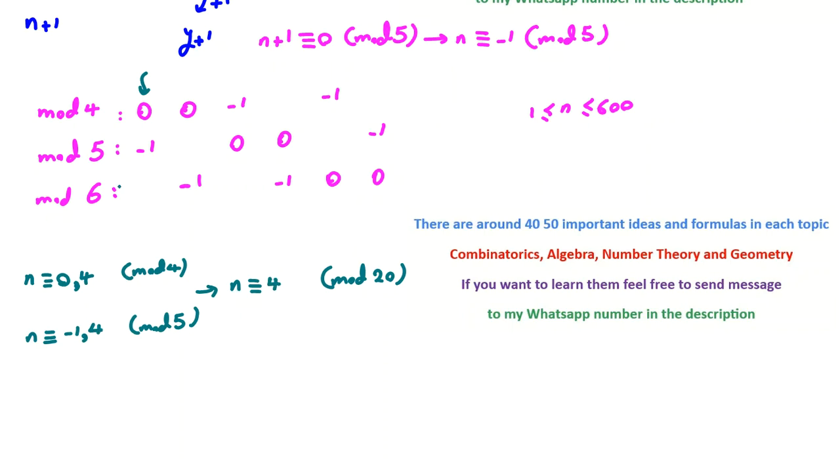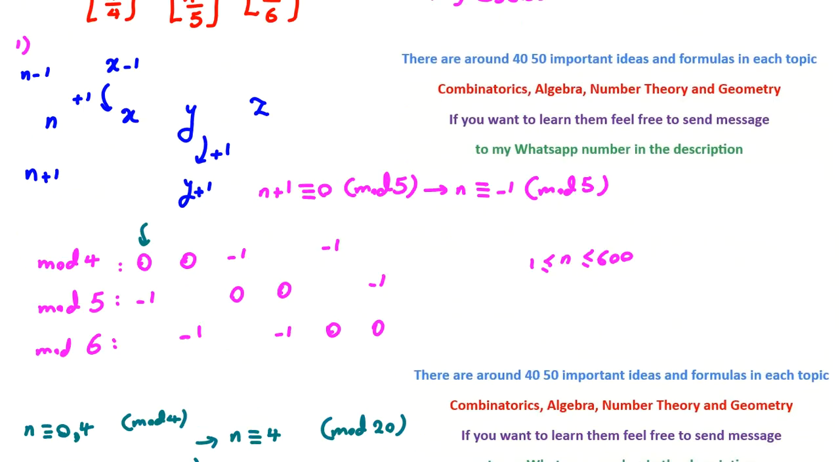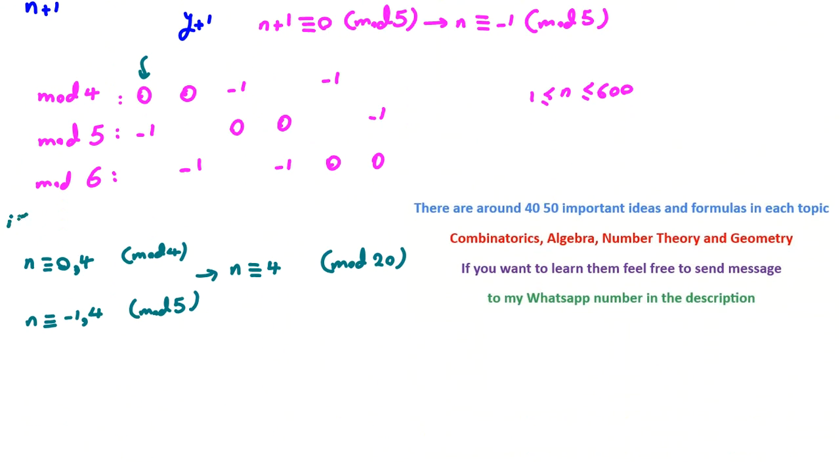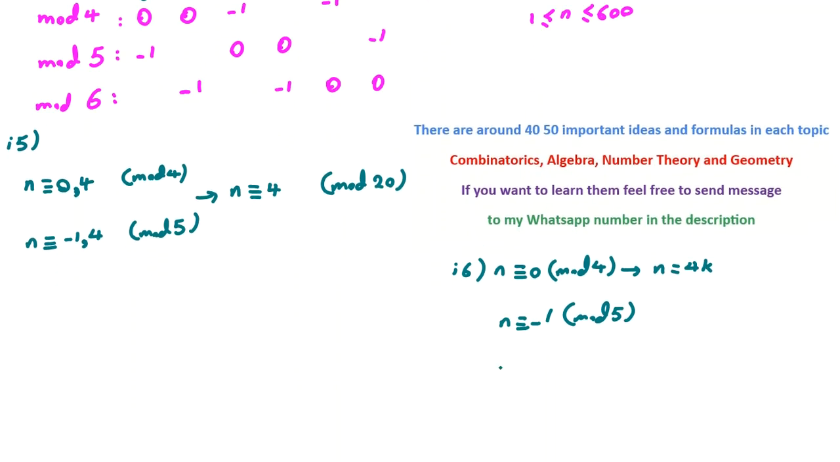Okay, one easy way, and useful here, is this approach. So let me write idea 5. We have also another idea, especially useful for large numbers. When it is 0 mod 4 and negative 1 mod 5, we can write n is 4k, and then you replace it here. You say, okay, 4k is negative 1 mod 5. Then 4 is what? It is negative 1 mod 5. Negative k, you multiply by negative 1, k is 1 mod 5.